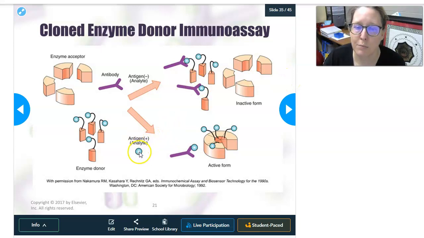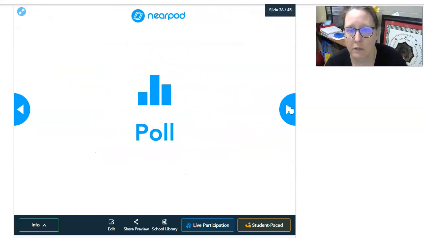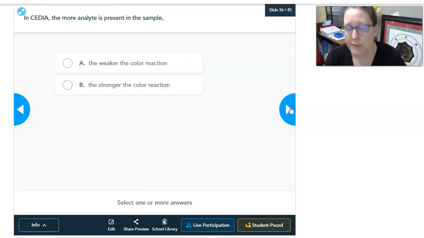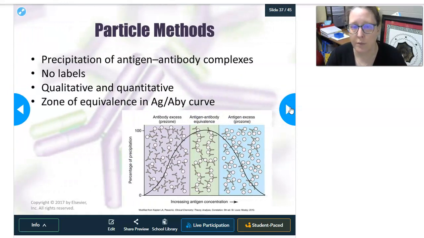If the antigen is present there, the analyte is present in the sample, then it will pick up all the antibodies, and therefore the enzyme donors can react with the enzyme acceptors and cause an enzymatic reaction, which would then cause a type of color change that's detected. A signal, basically. In CEDIA, the more analyte is present in the sample, the stronger the color reaction, or signal if you want.